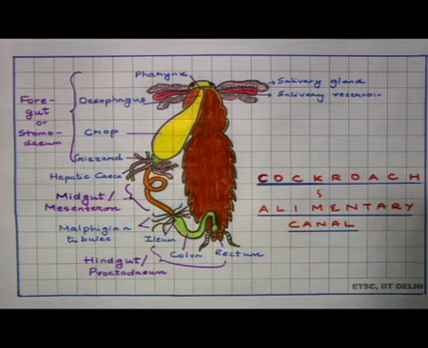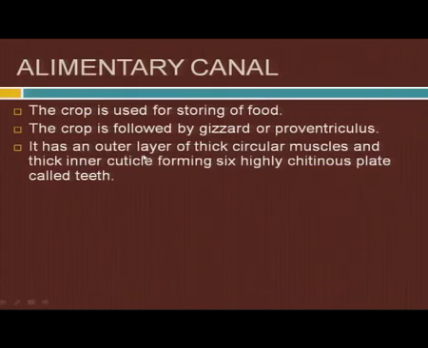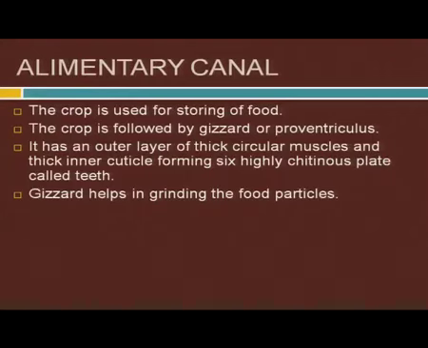What helps in this grinding? The gizzard. It has an outer layer of thick circular muscles and a thin inner cuticle, forming 6 highly chitinous plates called teeth, made up of chitin, which act like teeth and help in grinding of the food. So, the gizzard helps in grinding the food particles.